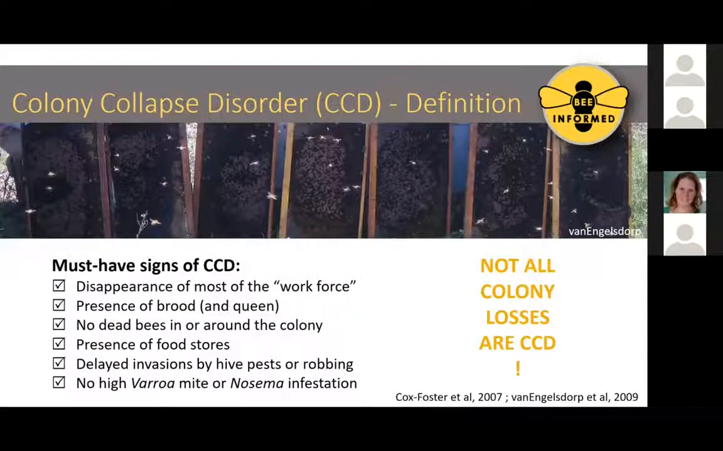The second, of course, was the absence of dead bees in the colony or apiary, as I said, probably due to altruistic behavior. And then the other sign was the fact that there were sufficient stores of honey and pollen in the affected colonies, meaning that they didn't lack food, they didn't starve. And again, another sign was the apparent delay in kleptoparasitism in abandoned hives. That means robbing or invasion by small hive beetles or wax moths.